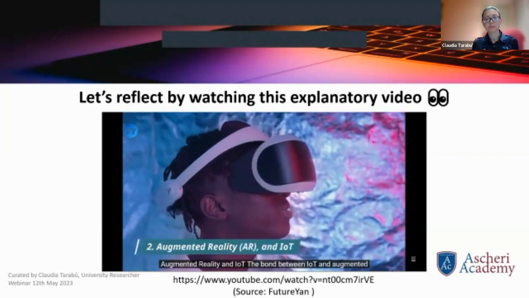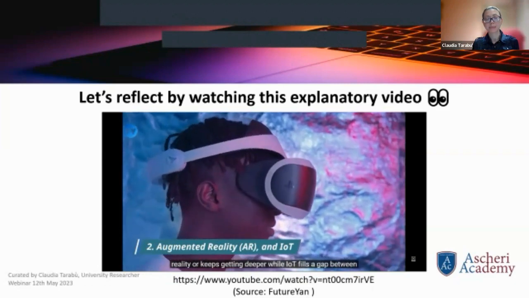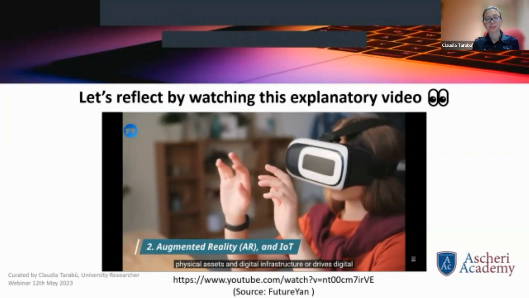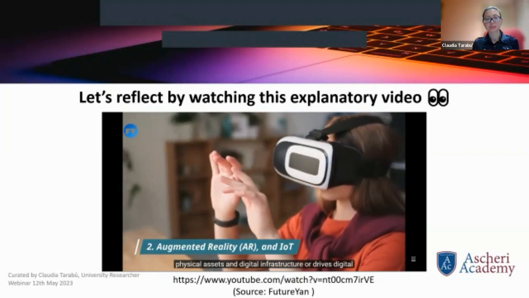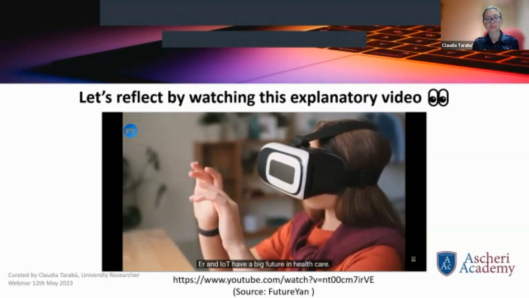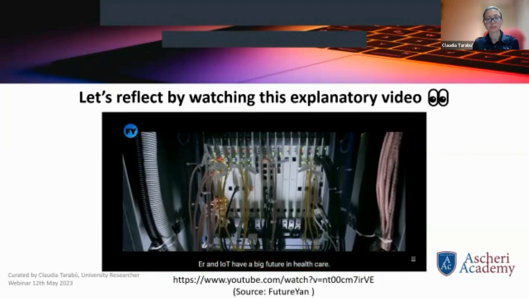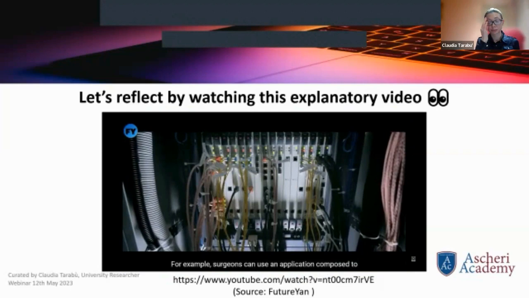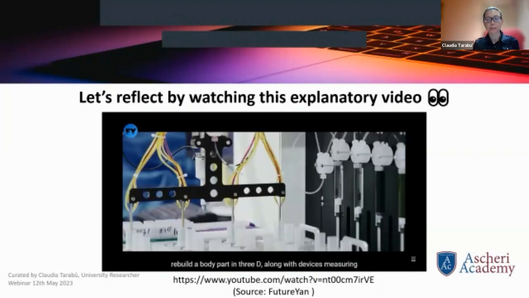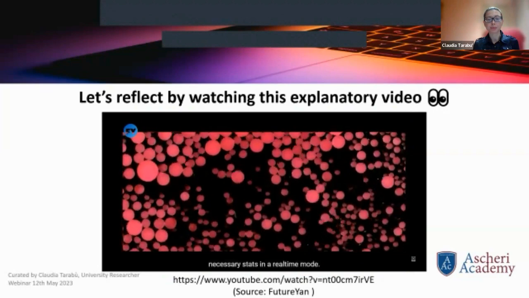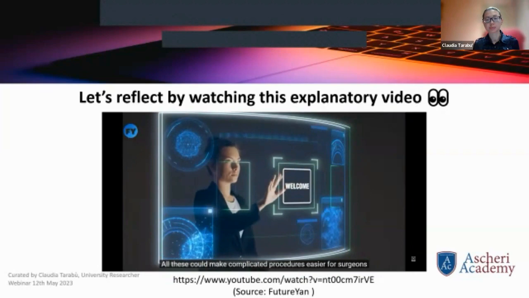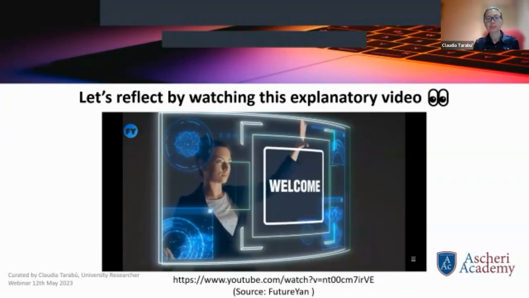2. Augmented reality and IoT. The bond between IoT and augmented reality keeps getting deeper. While IoT fills a gap between physical assets and digital infrastructure, AR drives digital components to real life. That's great teamwork. And IoT has a big future in healthcare. For example, surgeons can use an application composed to rebuild a body part in 3D along with devices measuring necessary stats in real-time mode. All these could make complicated procedures easier for surgeons and more secure for patients.